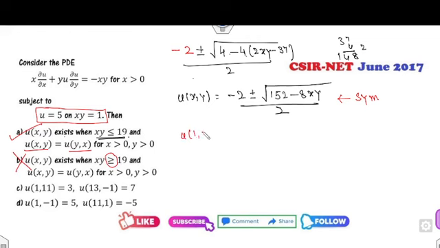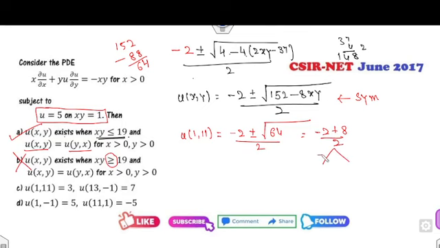Now you can find the value of u(1, 11): minus 2 plus minus the square root of 152 minus 11 into 8, which is 88, so 64, divided by 2. That means minus 2 plus minus 8 over 2. If you take the positive value, then it will be 6 by 2, which is 3. If you take the negative value, it is minus 5. So this value is with respect to the positive sign, so this value must also occur with respect to the positive sign.